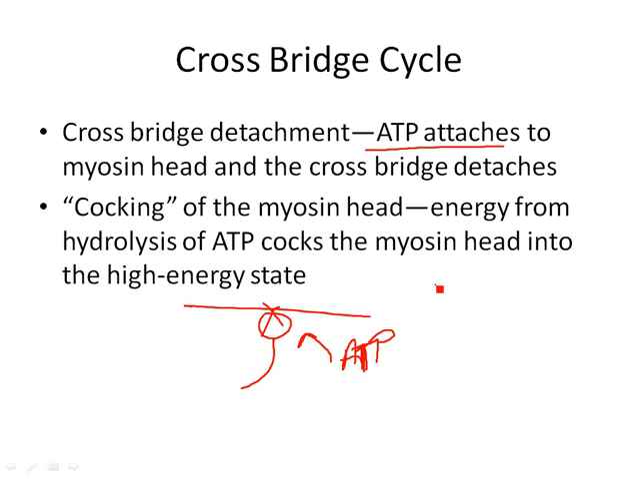Now, here's actin, here's myosin. You've got to cock it. It's got to be ready to go, so it's got to be cocked so that it can cycle and actually do the power stroke. In order to cock the myosin head, again, it takes ATP.